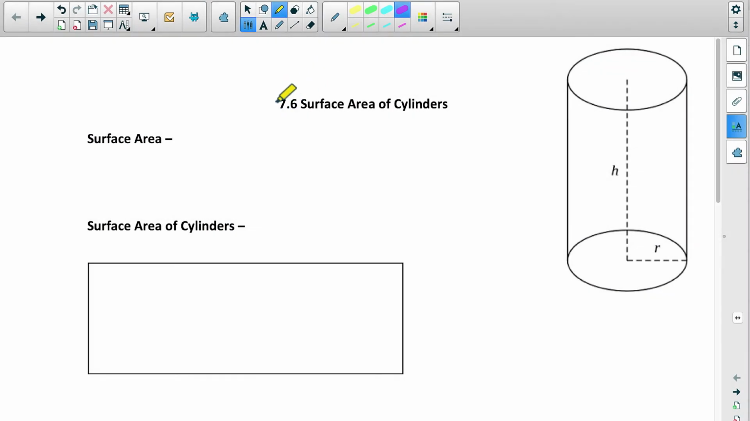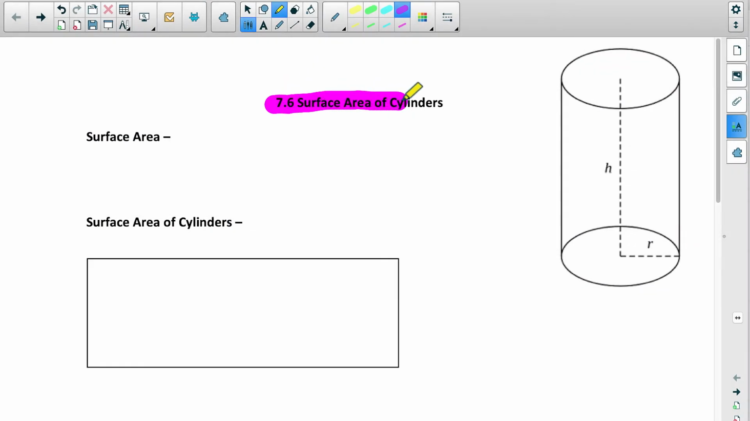Okay, 7.6 is on the surface area of cylinders. I'll start us off again, and then it's going to look a little bit different. But again, I promise all the questions I go through in the video are the same as the ones on your worksheet.